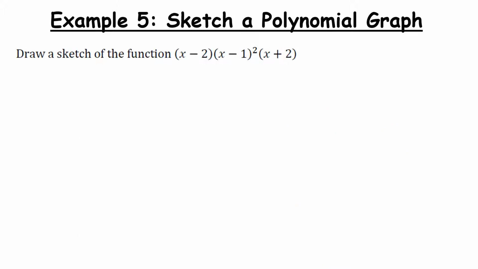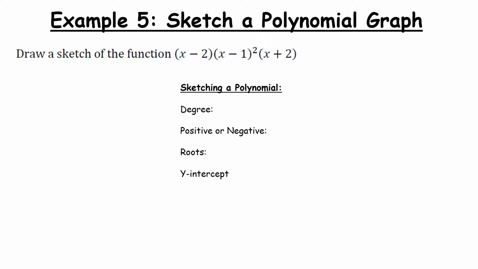So example 5, we're going to sketch a polynomial graph. Now, obviously it's very hard to work on this screen, so I'll be doing the legwork to get to this sketch, but I have pulled out the diagram itself. Okay, so remember the 4 things that I care about. I care about the degree, if it's positive or negative, its roots, and the y-intercept. So I'm going to take a look at what we've been given.